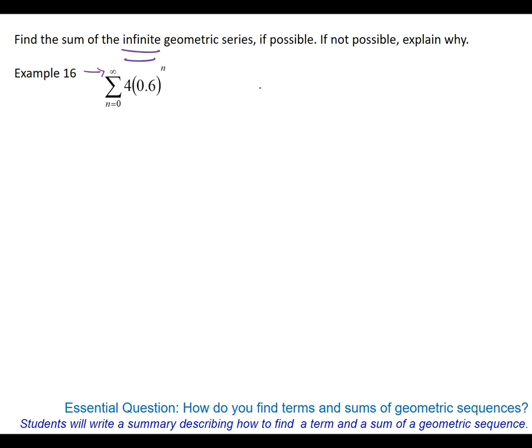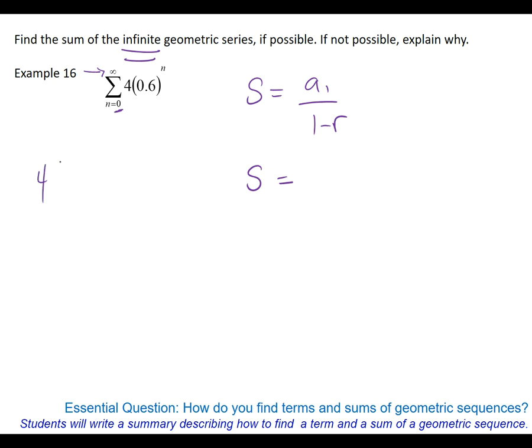So, our new formula: S equals A sub 1 over 1 minus R. Write it down and memorize it. That one's not so bad to memorize. It's not as bad as the first one. Notice there's no subscript, because there is no end. We're adding up all the terms. A sub 1, again, it doesn't hurt to plug that in.